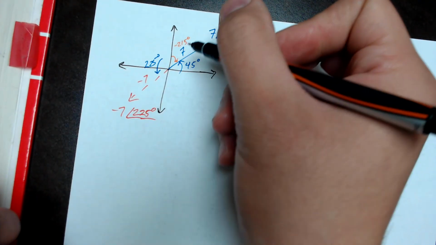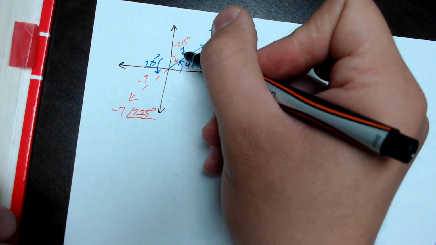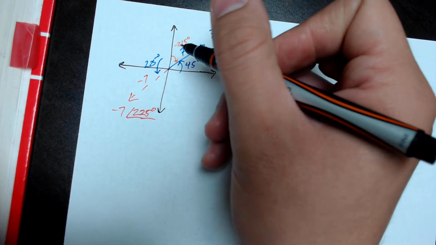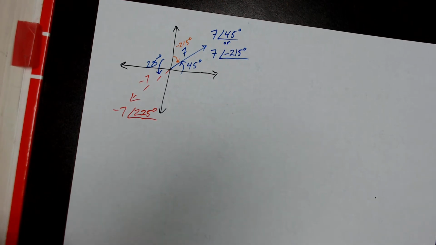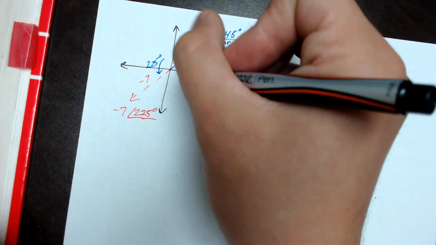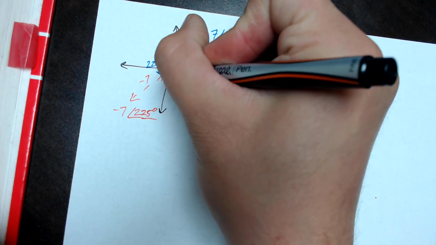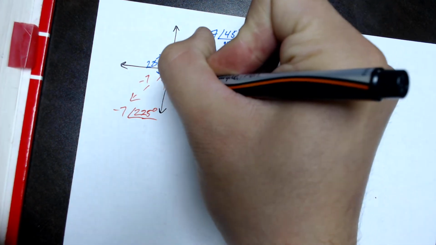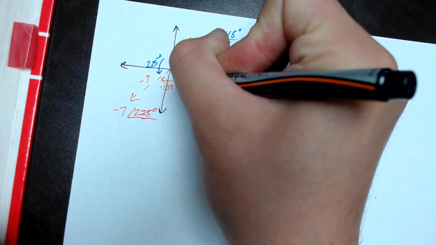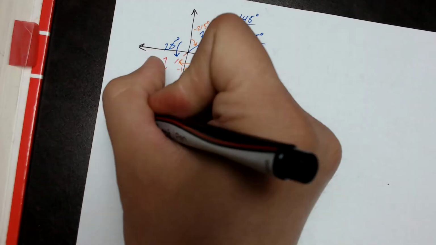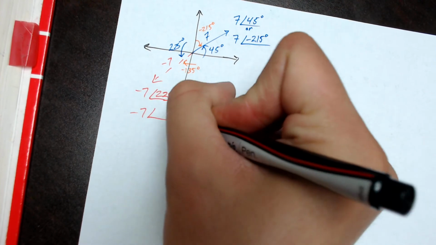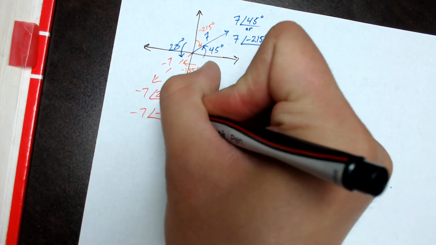So what we do here is we'd again add 180 to negative 215, or subtract it, depending on how you're viewing it. And that's going to bring us to a negative angle of 135 degrees. So the other way to write this negative vector is going to be negative 7 at an angle of negative 135 degrees.